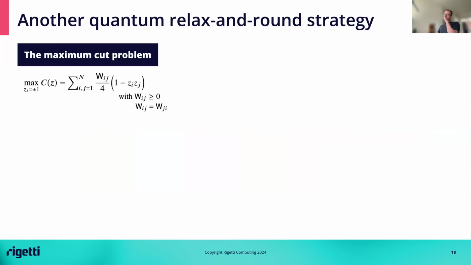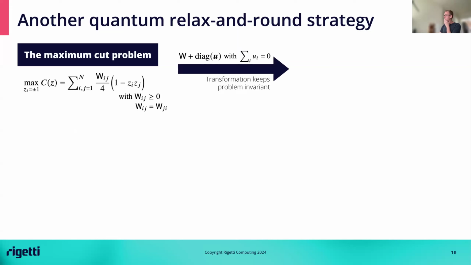So far I've focused on a specific relax and run strategy. There exist many, some of which are targeted to specific problems. One of them is for the maximum cut problem, where one seeks to maximize this objective function. And here the Wij are positive or 0. So it turns out that this problem is invariant if we add a diagonal to the adjacency matrix where the sum of the entries of the diagonal is 0. And this gives us extra freedom here because we can optimize this diagonal, which I call the correcting vector U.